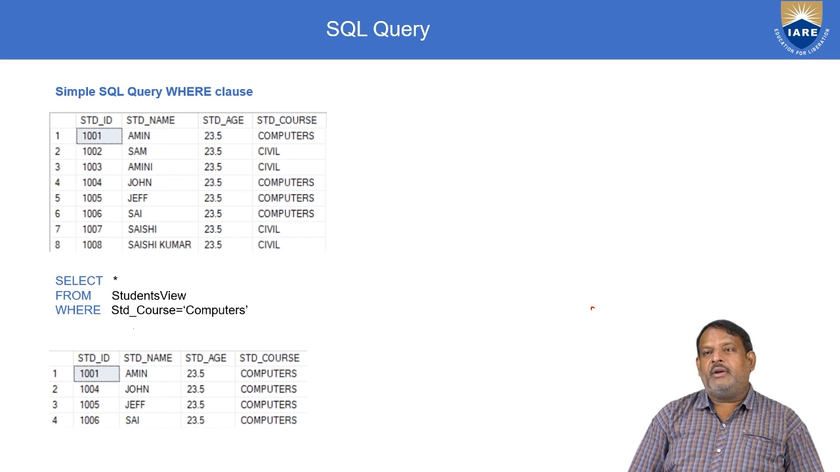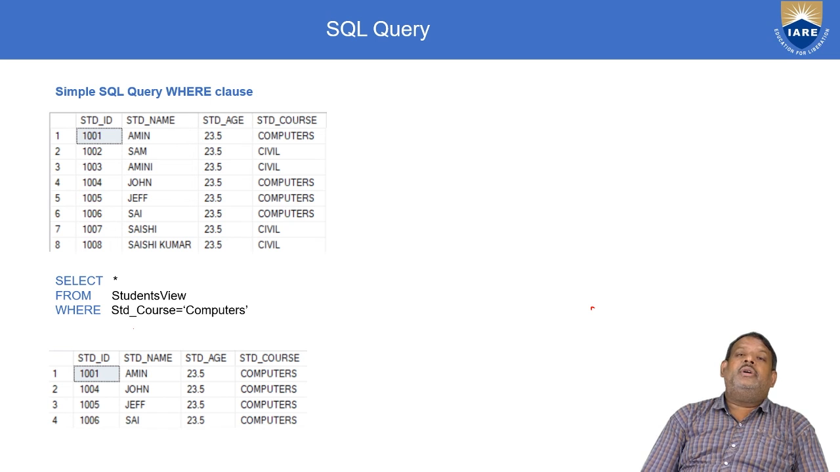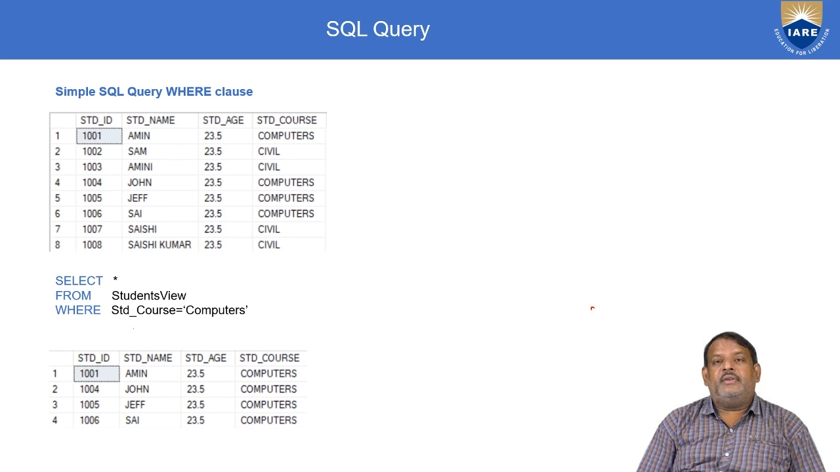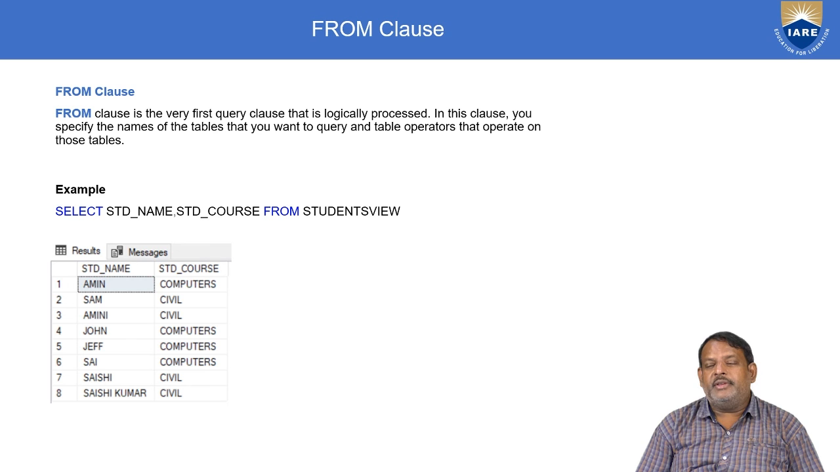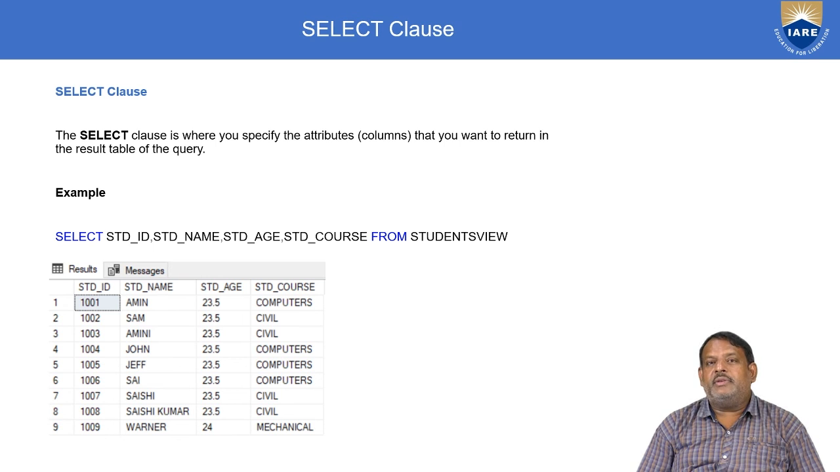Then we have the WHERE clause, which is used to filter out the condition. If the filter condition matches, you will get data. If the filter condition does not match, you will not get any data. Then the FROM clause says from which table you want to see the data. And we have the SELECT statement, which tells you which attributes you want to see.